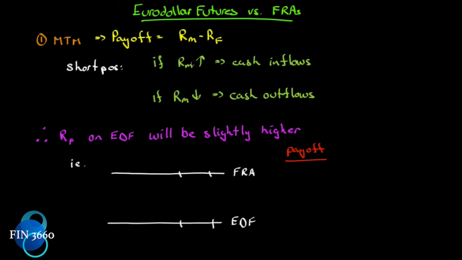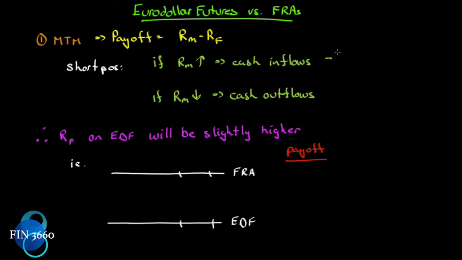Remember, this is mark to market daily, so if during a given day rates are up, well, look at the payoff, RM minus RF. RF is fixed the moment we enter. If rates go higher, we have cash inflows. That's a positive payoff. Even if the market rate of interest is below the futures rate of interest and we're negative on the contract, during any given day, if RM ends up higher, it's a cash inflow regardless of what our cumulative position is. This incremental cash flow is going to be positive.